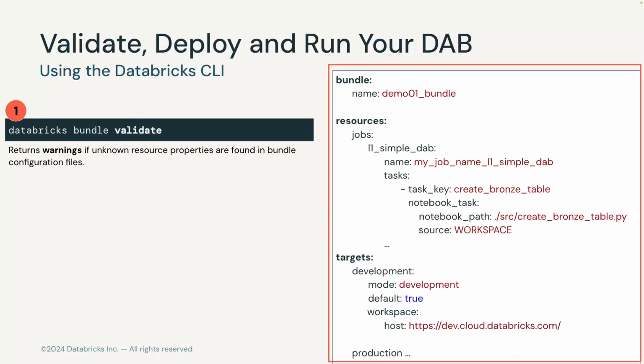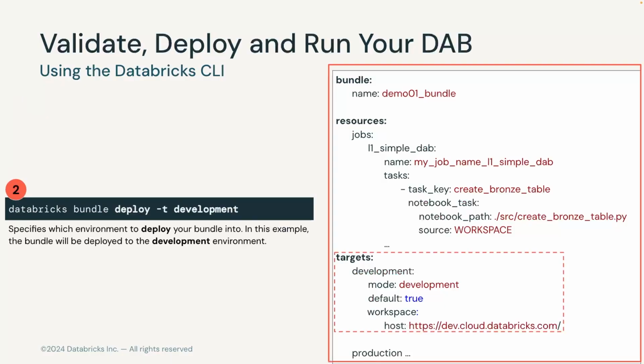Now that we have a good understanding of the Databricks.yaml file, let's explore how to validate, deploy, and run our Databricks asset bundle. First, you'll want to validate your bundle. You can do this with the Databricks CLI command Databricks bundle validate. Next, you'll deploy the bundle to your Databricks workspace.